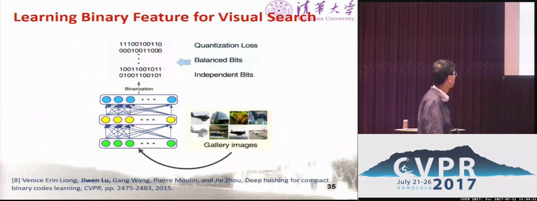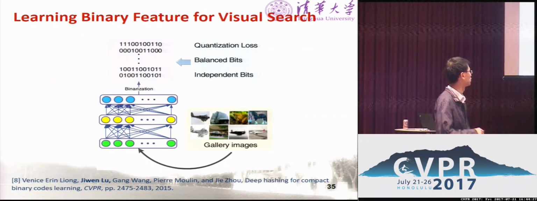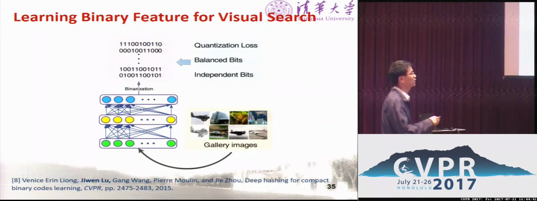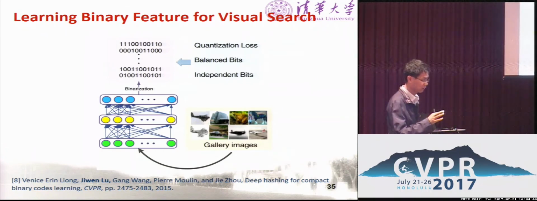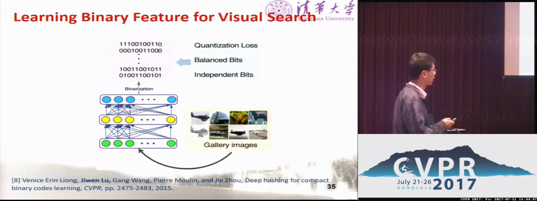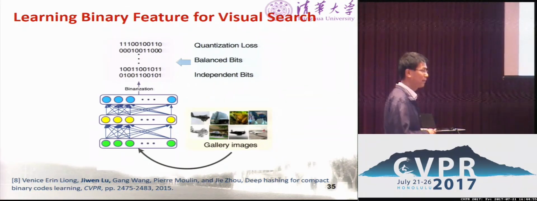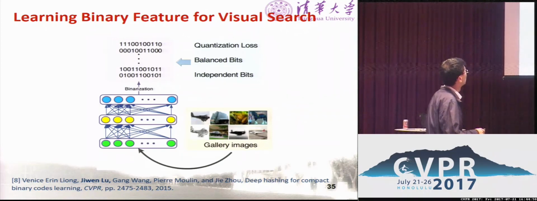So in CVPR 2015, we published a paper called deep hashing for compact binary code learning. The key idea is we first compute the feature vector for each image in the dataset, and then we feed this feature into the deep network. But this deep network is different from the conventional CNN model, the convolutional neural network. Here it's just fully connected layers, stacked layer by layer. At the top layer of this network, we place a binarization part. Here is the real value output. Here is the binary value output.